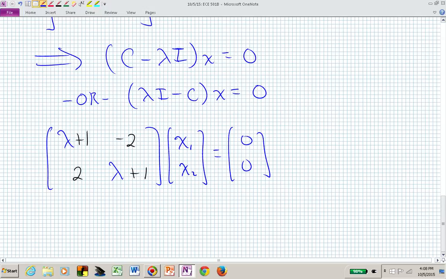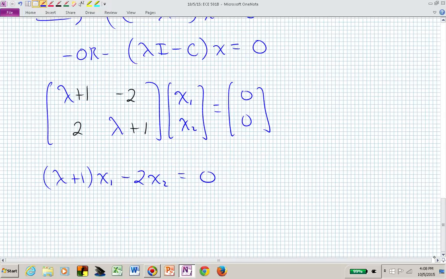And this now gives me 2 equations in these different unknowns. I have an unknown lambda, and I have unknown components to my vector x. I have an x sub 1 and an x sub 2. If I look at the first equation, I have lambda plus 1 times x1 minus 2x sub 2 equal to 0. That's the top row, or the first equation. And I also have 2x sub 1 plus lambda plus 1 times x sub 2 equal to 0.